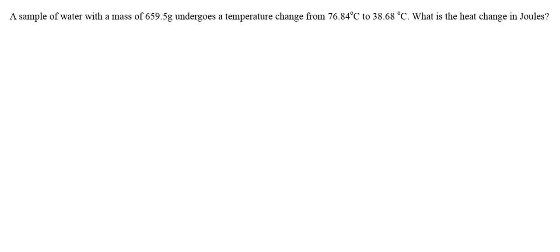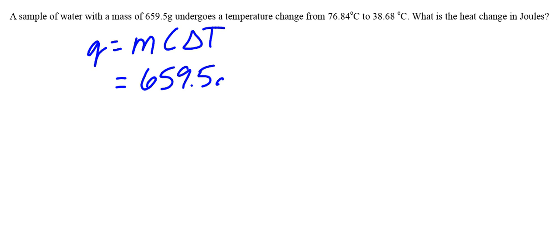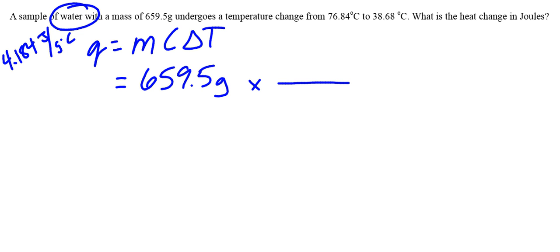Okay, so with that, I'm going to start off with Q equals MC delta T, right? Which if I plug in everything, my mass is 659.5 grams times my specific heat capacity. Now this is water, and water's heat capacity is 4.184 joules per gram degrees Celsius. This is the heat capacity for liquid water. Okay, ice and steam, the solid and gaseous phases of water, have different heat capacities. But for these examples and for your practice tomorrow, you're just going to be dealing with liquid water, which is that specific heat capacity.